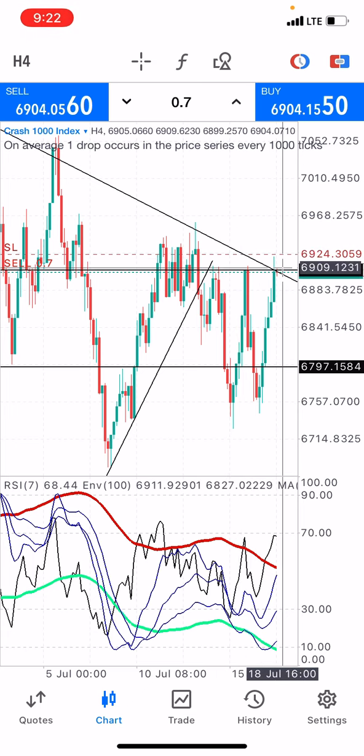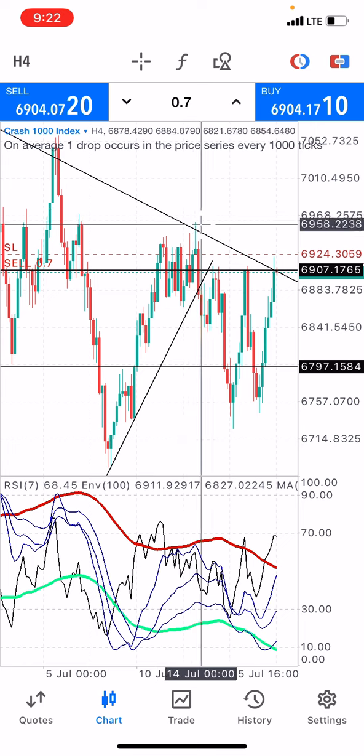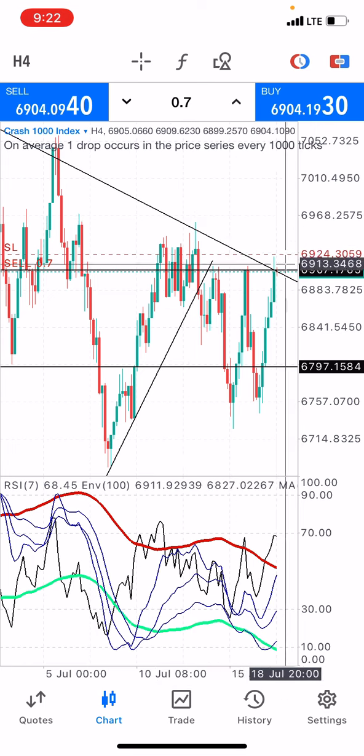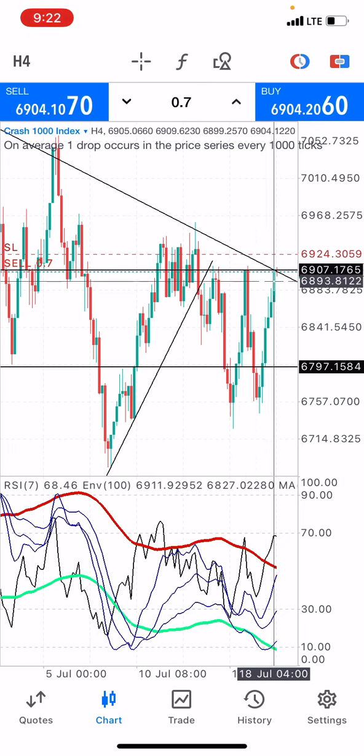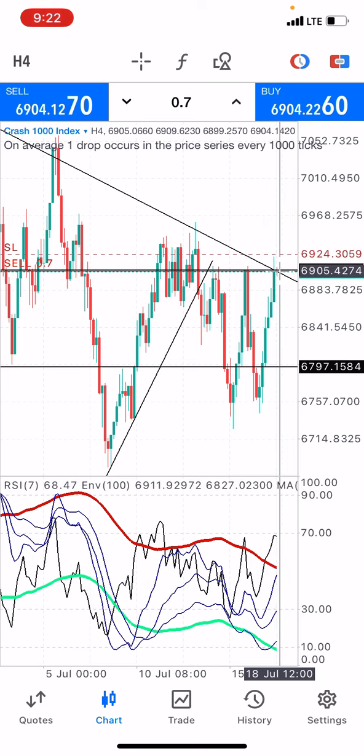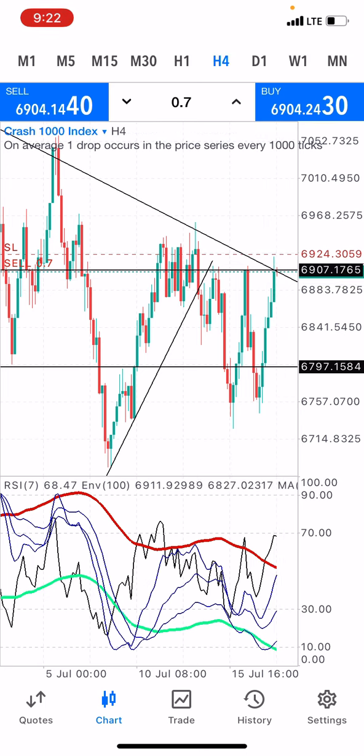Now allow price to come to that area. See my trend line, that's my resistance. See my horizontal line, that's my resistance. So price is right there. And then what did I do?